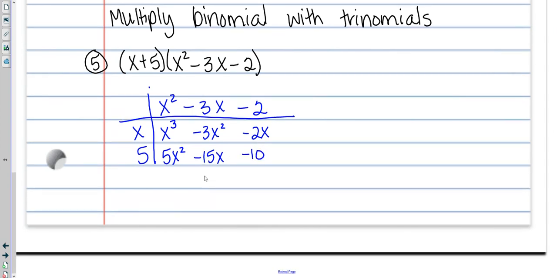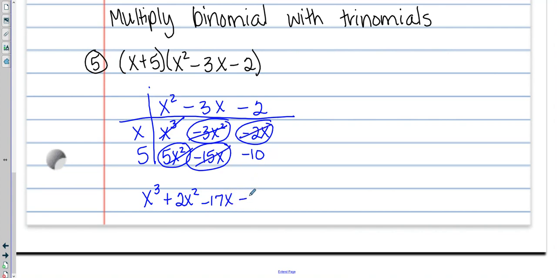Okay, so I'm going to write out the one with the biggest degree, which is x to the third power. Okay, and then I'm going to combine my like terms right here, which gives me positive 2x squared. And then I want to combine my like terms here, which gives me negative 17x, and then the constant. And here's our answer.